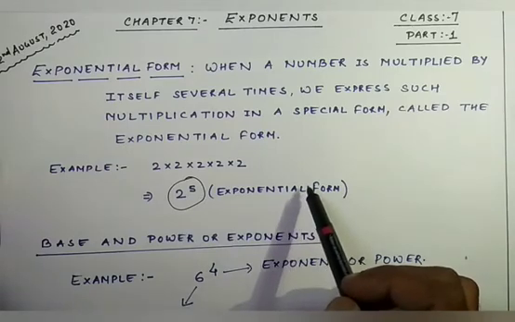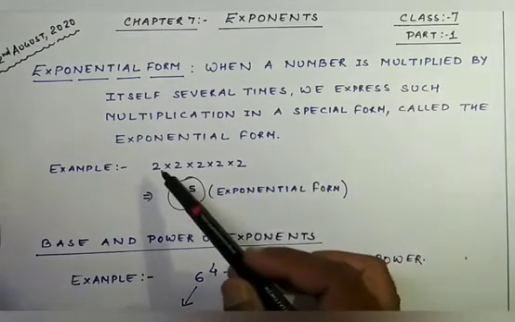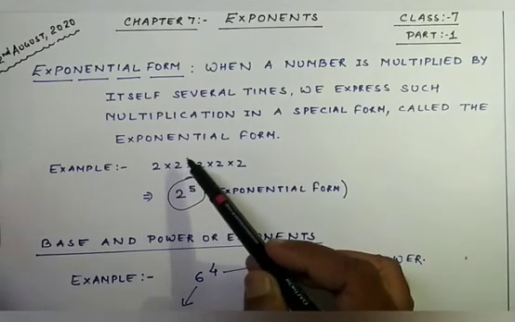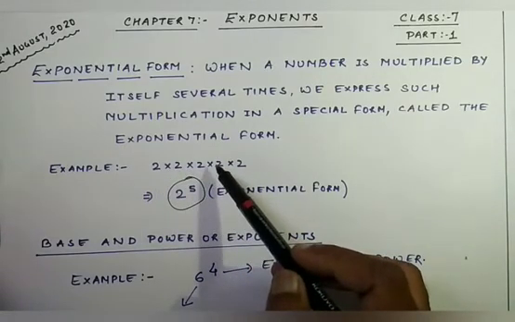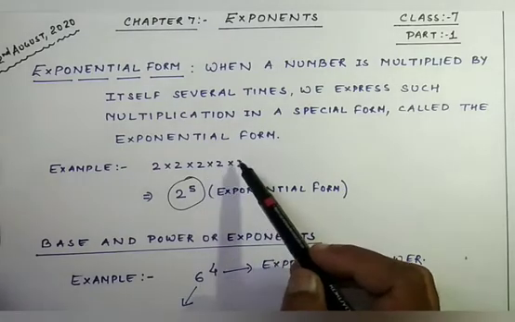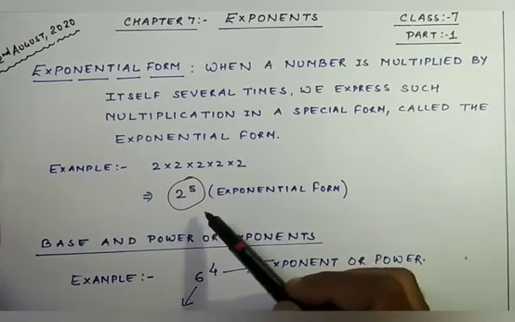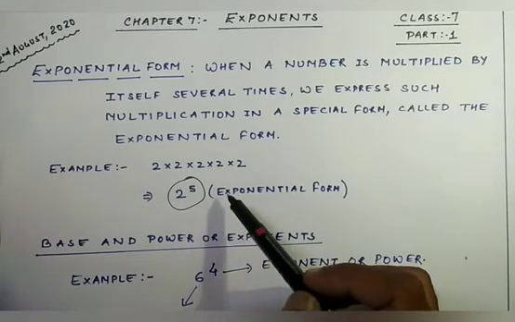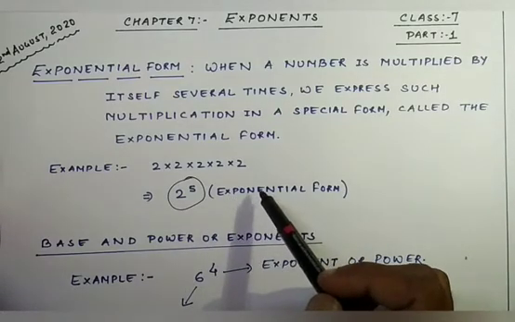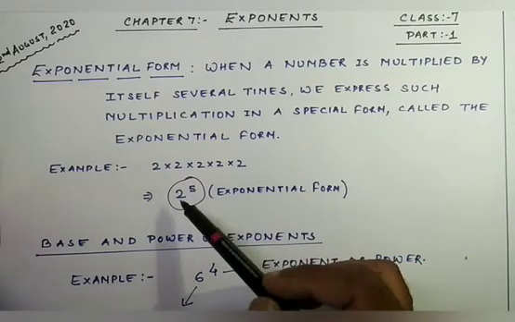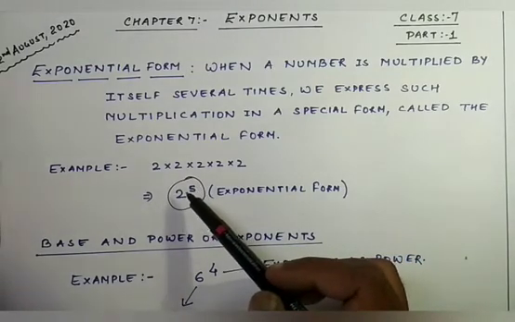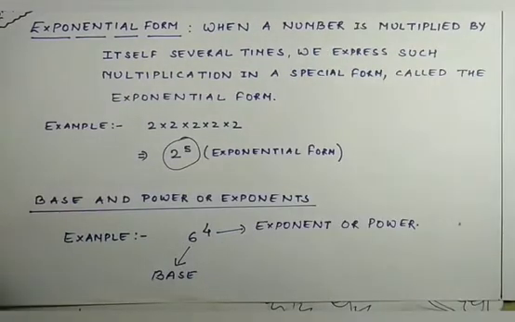Or you can easily say that 2 times 2 is 4, 4 times 2 is 8, 8 times 2 is 16, 16 times 2 is 32. So easily you can write 32. But if you have to write in exponential form, you have to write it in the form of a power, that is 2 to the power 5. That is exponential form. Let us take one more example.